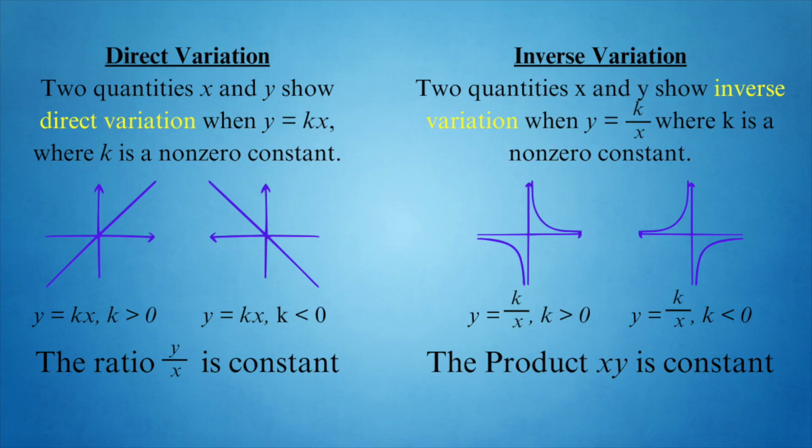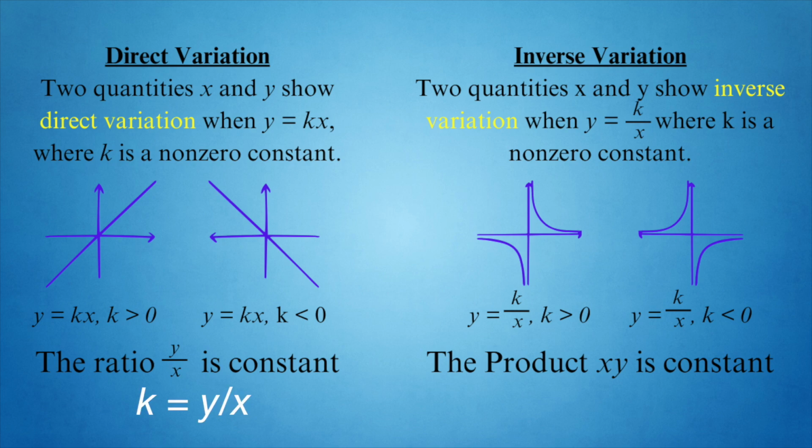Okay, today we're going to be comparing direct variations to inverse variations. A direct variation is when our equation is in the format y equals kx. We can see that the graphs form a straight line and that they pass through the origin. We also know that in order to find our constant of variation k, we would do y divided by x.